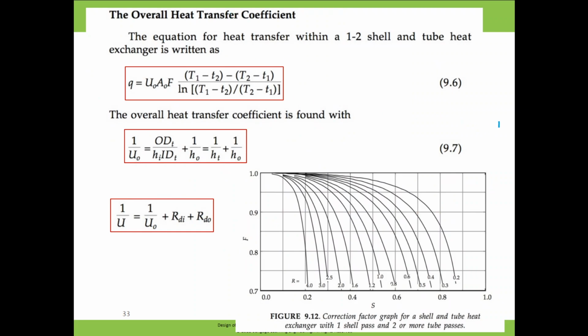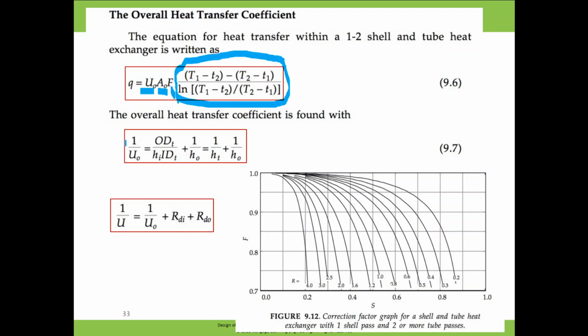So we saw that the overall rate of heat transfer can be calculated in terms of the overall heat transfer coefficient, A naught, the area subjected to heat transfer, the correction factor, and the log mean temperature difference. Remember that this log mean temperature difference is always for counterflow when we deal with a shell and tube heat exchanger.